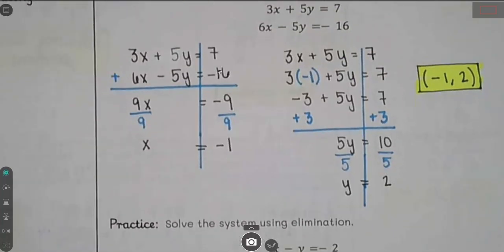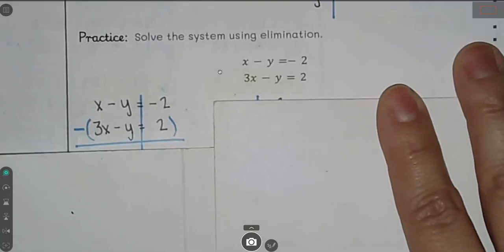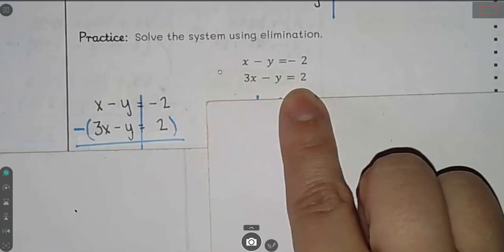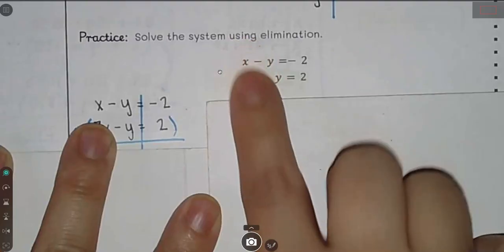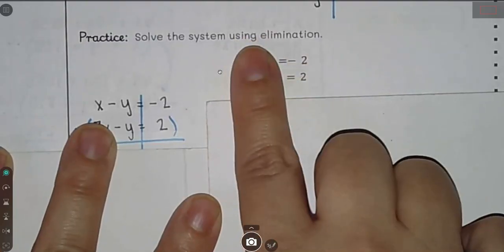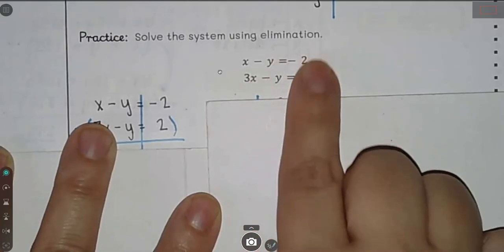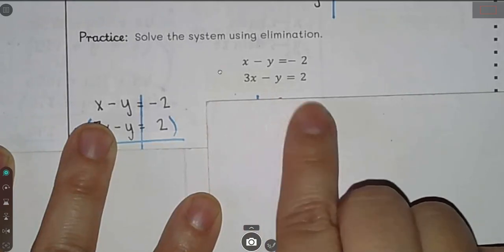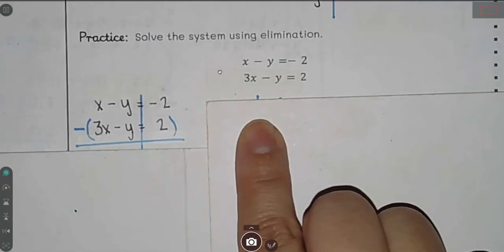Okay. All right, so solve the system using elimination. We are given x minus y equals negative 2, and 3x minus y equals 2. Now, you might notice if we were to add vertically, we would get 4x minus 2y equals 0. We have an x and a y still, so it didn't work. So we're not going to want to add in this case.